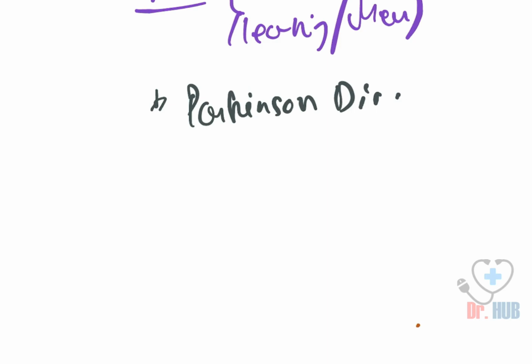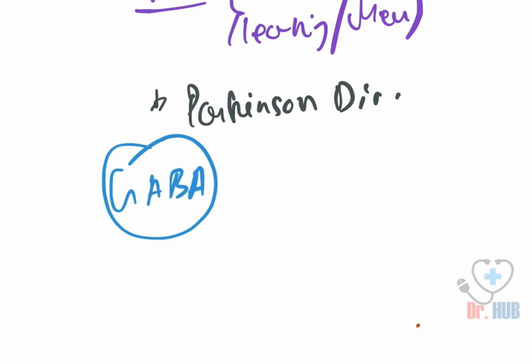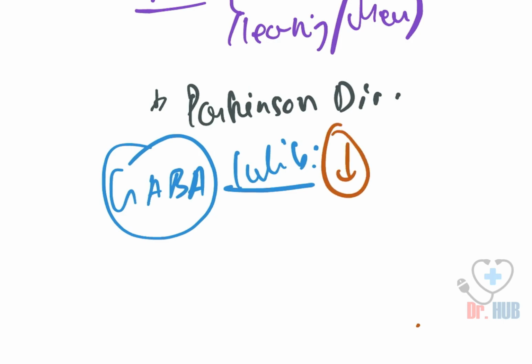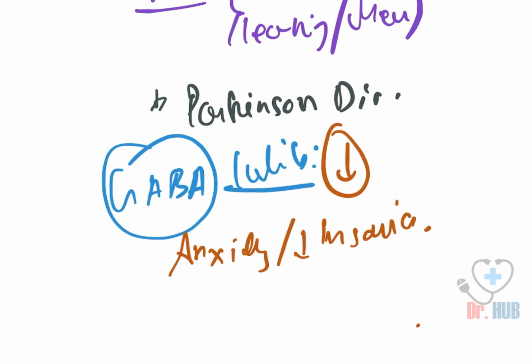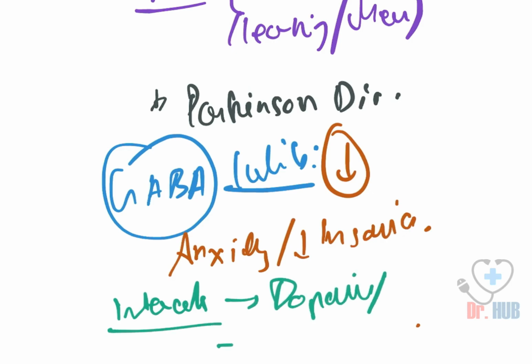Next we look at GABA. GABA is inhibitory. There is a decrease in anxiety, and it also reduces insomnia. Another thing to note is that it interacts with dopamine and inhibits the dopaminergic neurons.